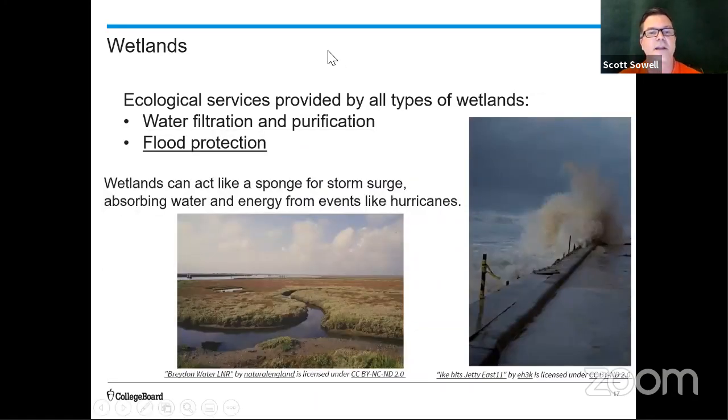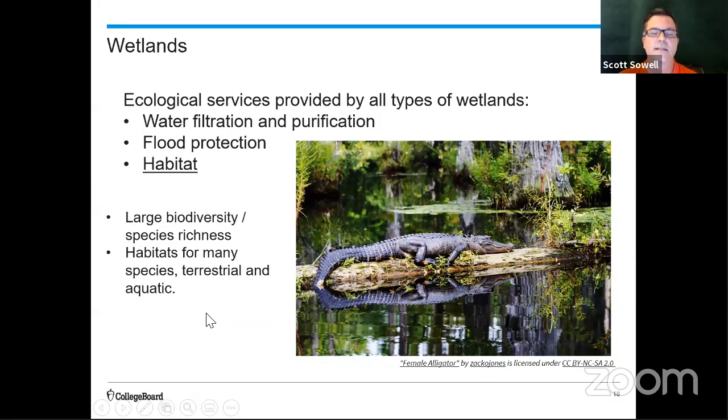So let's take a look at another benefit. Flood protection. Not only does this wetland act like a speed bump to slow the water down, it also acts like a giant sponge, especially for storm surges and events like hurricanes. So the picture on the left, there's a big storm surge, big wave crashing right into the land, pretty destructive. But imagine if that wave had to travel through this wetland before it reached shore. So it has a really good function to protect us from storm surge and flooding. And then clearly, it's got a large habitat, or a wide variety of habitats, lots of species richness for both terrestrial and aquatic species. A little alligator sitting in a swamp.